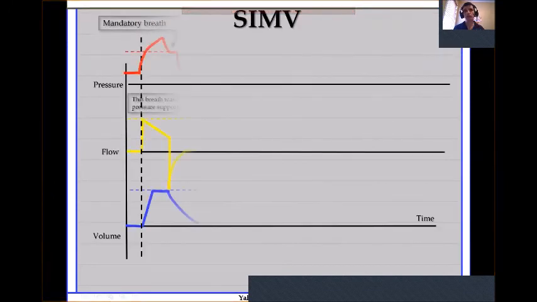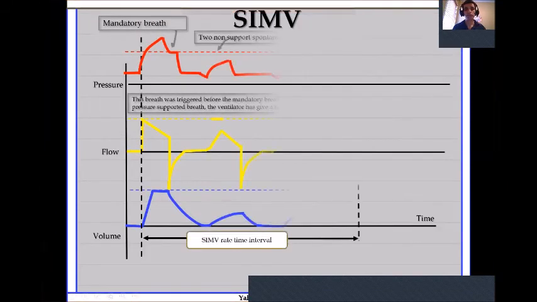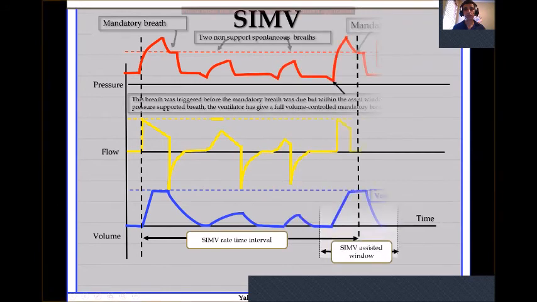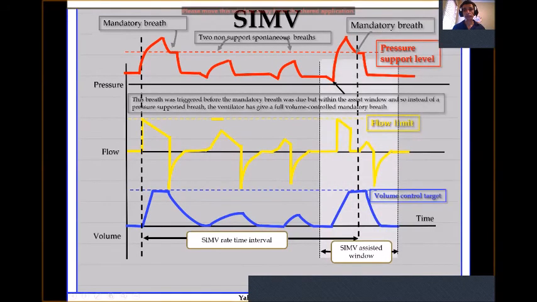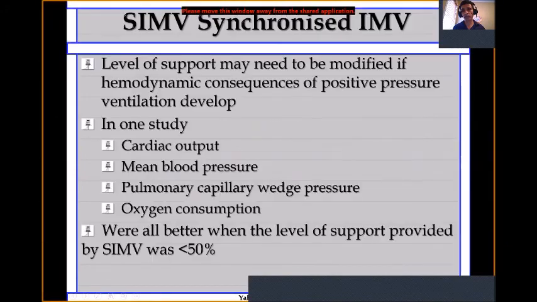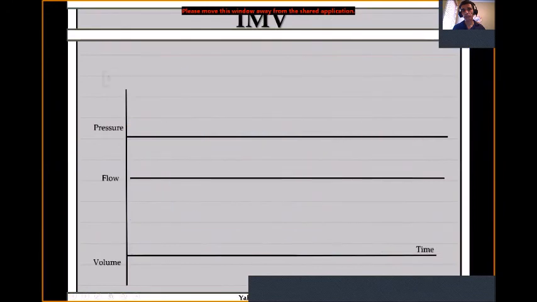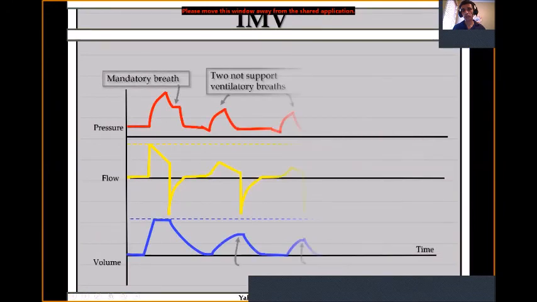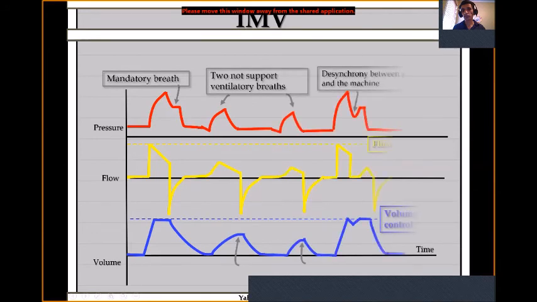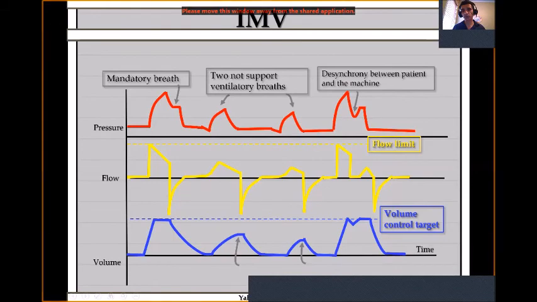Here's a graph of the SIMV. So you can see that the machine synchronizes. If you remember the other graph, in IMV, there is no synchronization. Patient breath again is a machine.